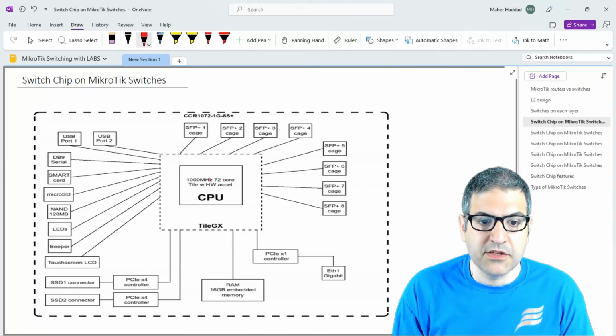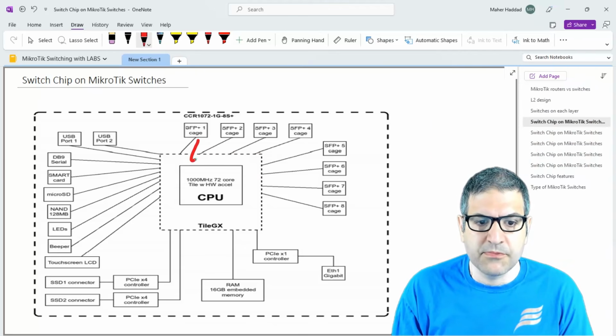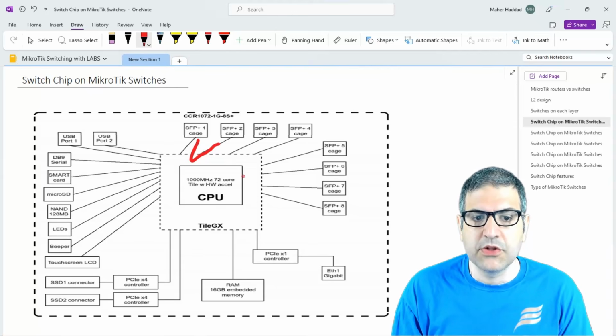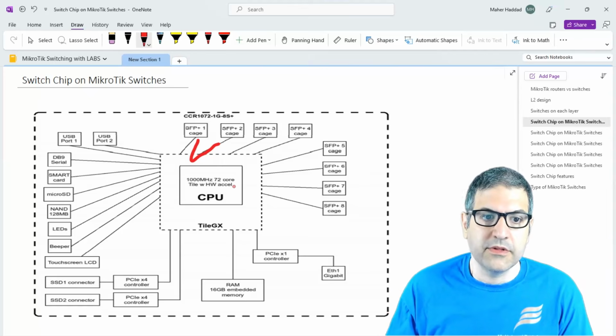You can see that this is a CPU, and on the CPU, the SFP ports, you see SFP 1, 2, 3, 4, 5, and so forth, all are connected to the switch. So meaning that if the traffic is going from one port to another, it has to go to the CPU, and the CPU has to send it to the other port, which makes things go slower, and also there will be load on the CPU.